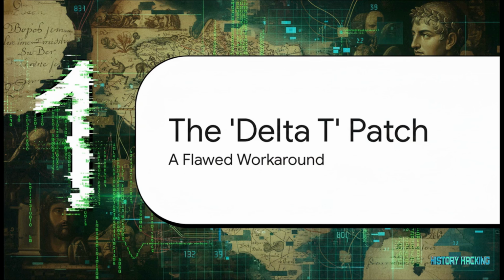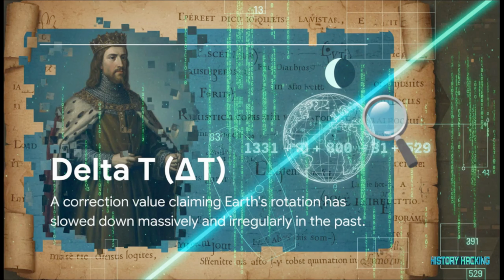But instead of fixing the root cause, they just wrote a patch, a really sloppy, hard-coded workaround designed to do one thing: hide the error. They call it delta T. Look, delta T isn't a discovery. It's a fudge factor. That's all it is. It's an invented variable that artificially slows down the simulation's clock in the past. It forces the output, the shadow of an eclipse, to land exactly where the historical lore file says it's supposed to be. It's a classic case of changing the code to fit the story, not the other way around.